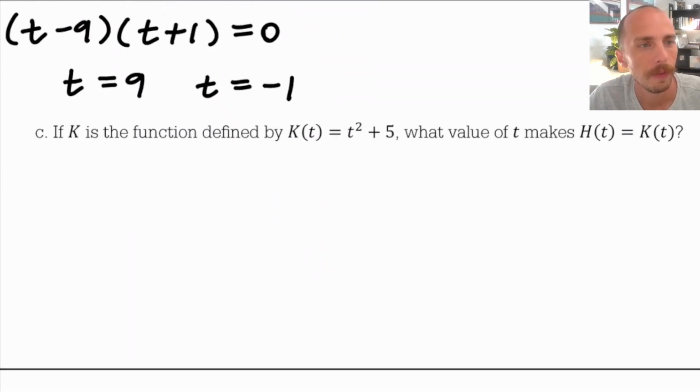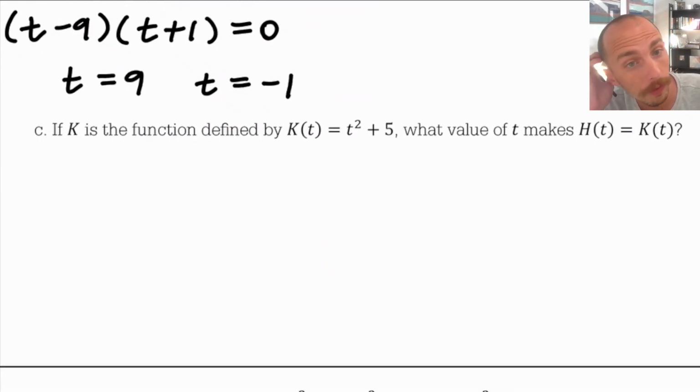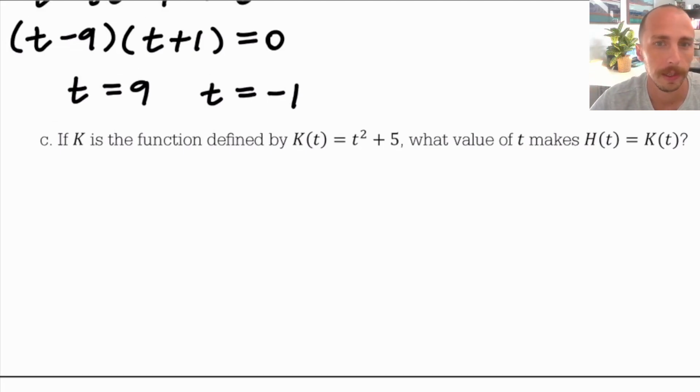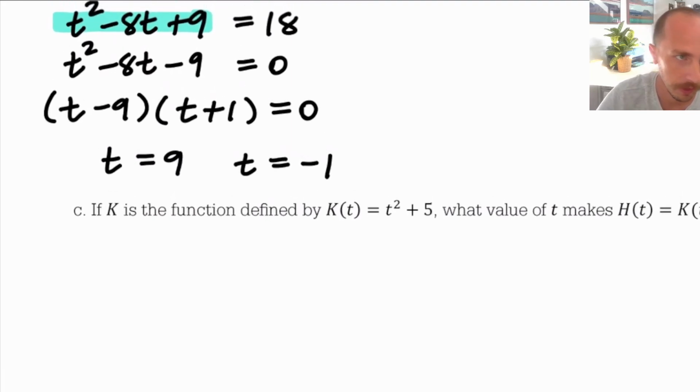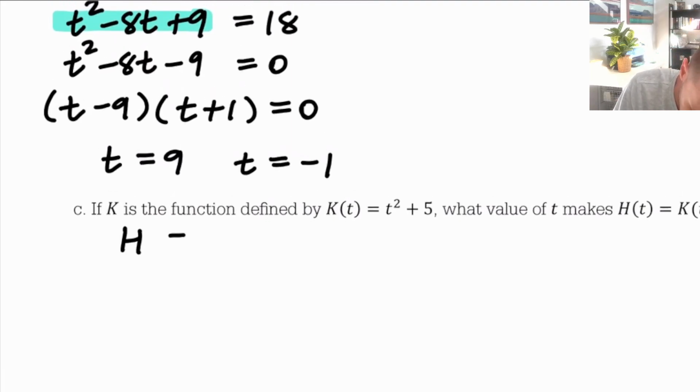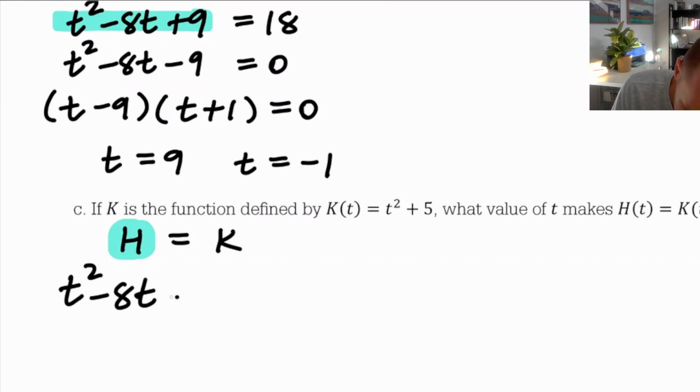If k is the function defined by k of t equals t squared plus 5, what value of t makes h equal to k? Okay, well, I've got a formula for h, and I should probably use the distributed version, so I'm going to just actually start with the equation they gave me, h equals k. Formula for h is going to be, I'll use blue, or that kind of teal color. Whoops, that's a highlighter, not a pen again, so t squared minus 8t minus 9 is equal to k, which they told us is equal to t squared plus 5.